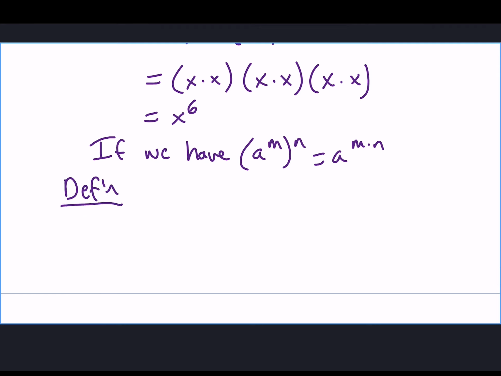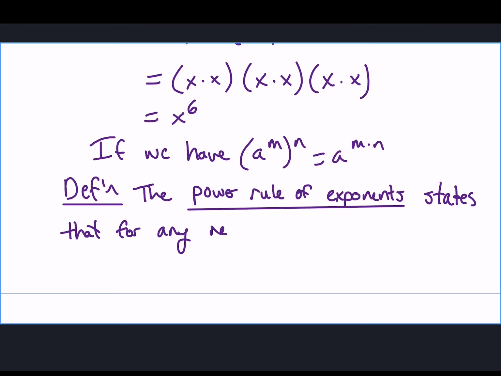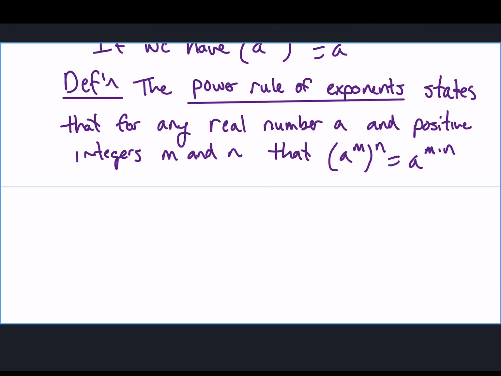So let's do a definition. The power rule of exponents, what we're defining, states that for any real number a and positive integers m and n, a to the m quantity raised to the n power is equal to a to the m times n. That is the power rule of exponents.